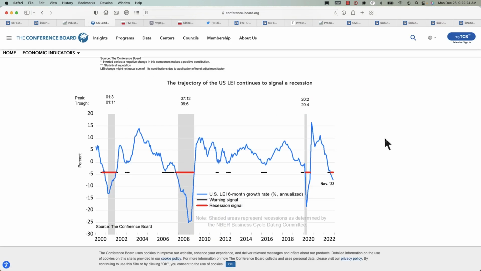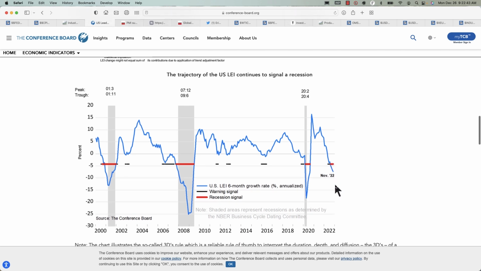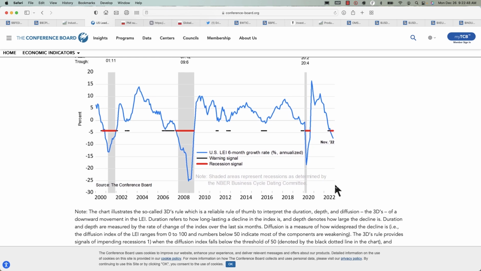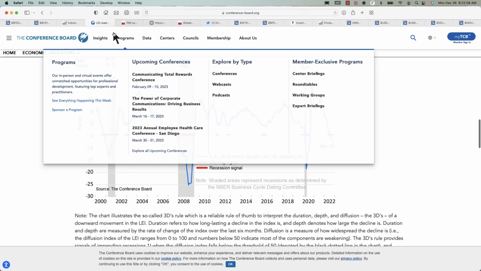However, when we get into the leading economic indicators, the trajectory of the U.S. leading economic indicator continues to signal a recession. And we broke down below this minus 5% level in November, pretty much assuring ourselves of a recession. Now, again, the Fed is trying to slow the economy on purpose, so this is not a surprise. But the bigger issue is the rate of change. To me, that's the big problem.